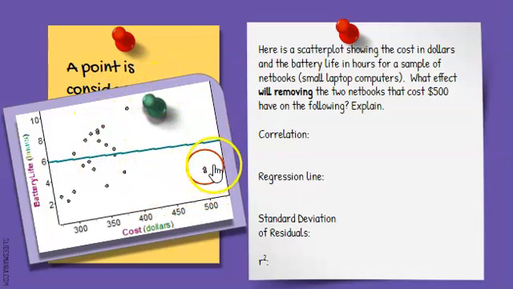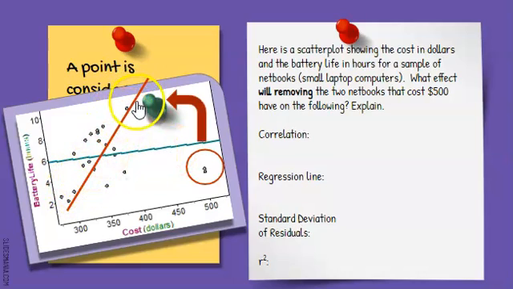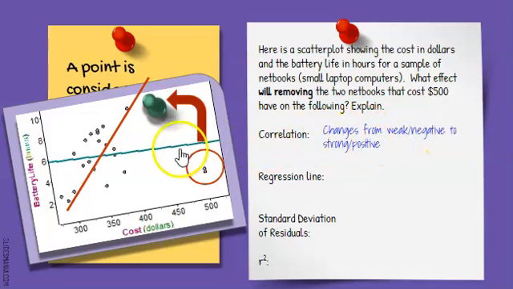So let's think about this. If I take these out, this green line is calculated with these 2 points in it. What's going to happen though if I take these 2 points out and recalculate the following? Well, now this would be my new regression line. So let's think about it. How will our correlation value change? Well, the correlation will change from being weak, it's a weak correlation and in a negative direction, to being stronger and positive.